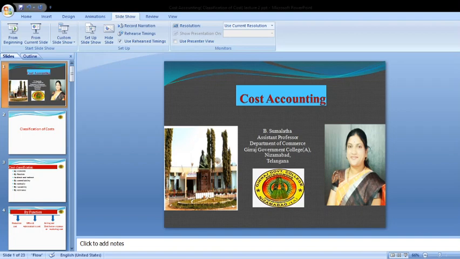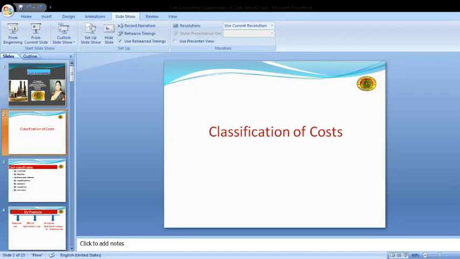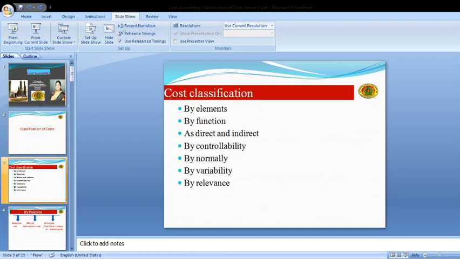Now the classification. This classification is very important because it leads us to a variety of concepts within cost and management accounting and a few of the techniques to control those costs. This classification is used by us for providing the information for decision making. Now the first classification is by elements, which we have already discussed.